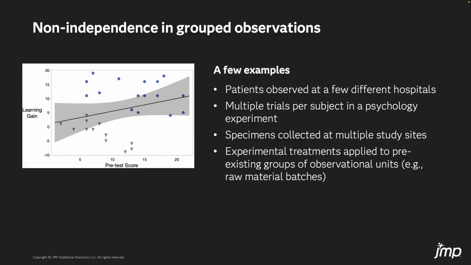Or in the example we're going to start with, sometimes you apply experimental treatments not to completely independent individuals, but maybe to pre-existing groups of individuals or observational units. So maybe you get in several different batches of raw materials and you apply treatment one to one batch, treatment two to another batch, and treatment three to another batch. Well, differing characteristics of those raw material batches might lead to non-independence in your observations as well. Now, how do we handle it?